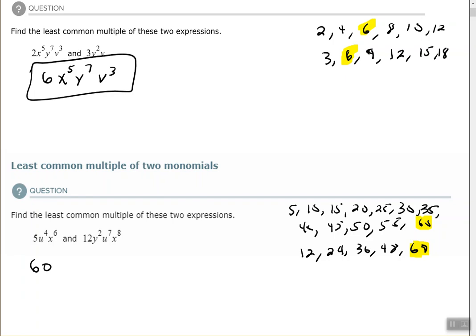And then we have u to the 4th in the first term, and u to the 7th in the second term. You always use the highest exponent if we have the variable listed in both places. And then we have x to the 6th and x to the 8th, so we use x to the 8th. So we've taken care of the 5, the 12, the u's. The only thing that we have not included would be the y. And the y is only listed in one place, and it's y to the 2nd. So we have y to the 2nd.